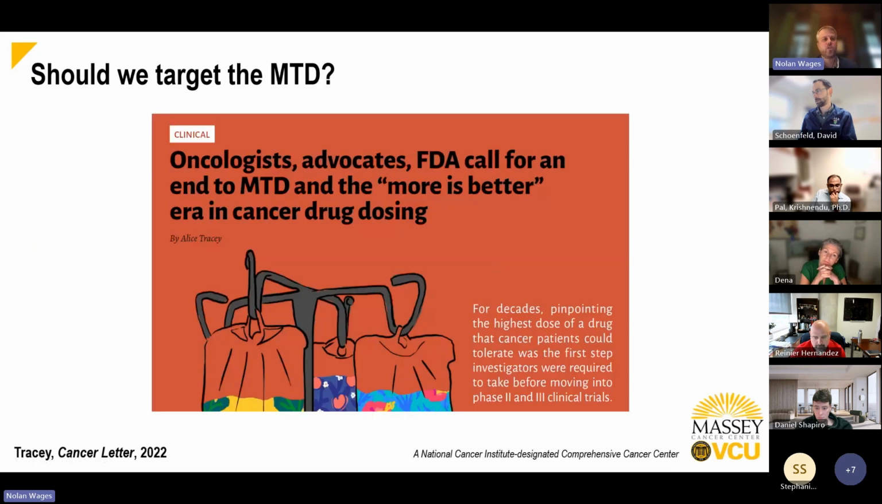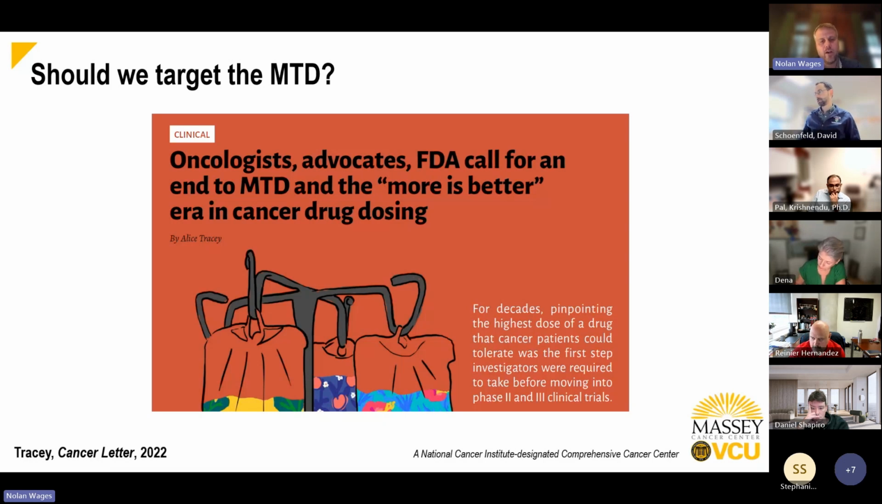So lastly, I'm going to talk about, should we be targeting the MTD? Just a few more slides and we'll wrap up. This is a hot topic right now, and one that I hear a lot about: dose optimization. Project Optimus from the FDA. This is a figure or a slide from this Cancer Letter article in 2022. That the FDA and others are calling for the end of the MTD era, and more is better, right? Pushing the dose higher, as we've talked about so far.